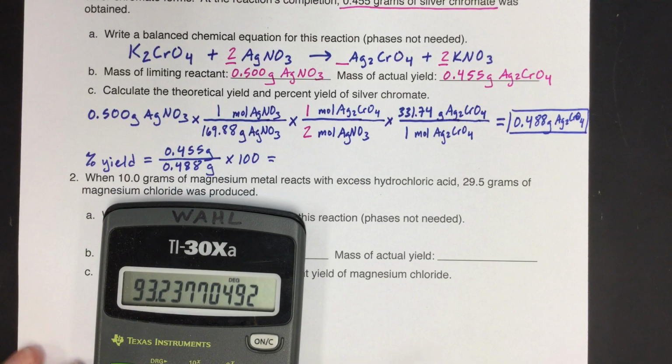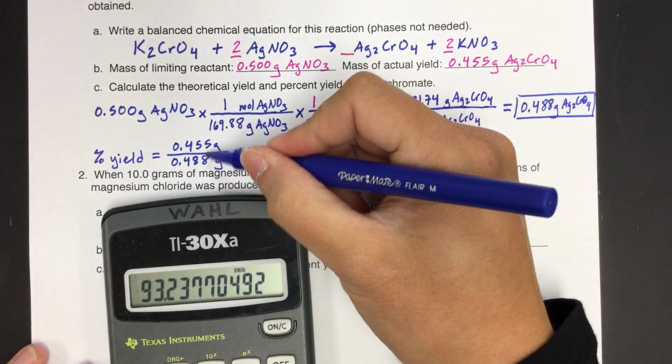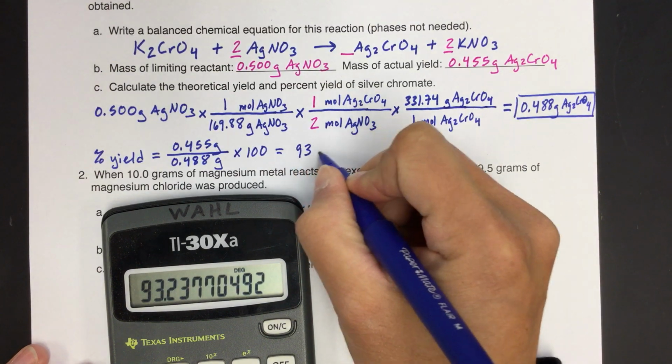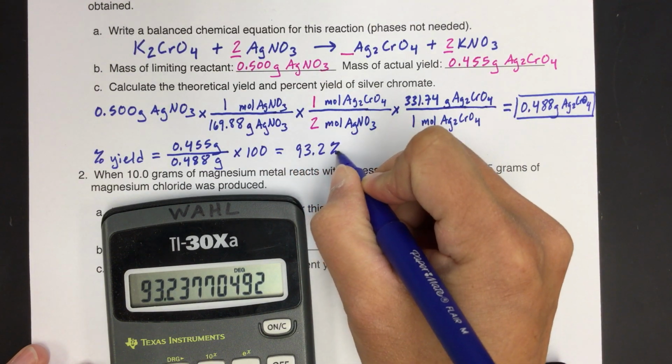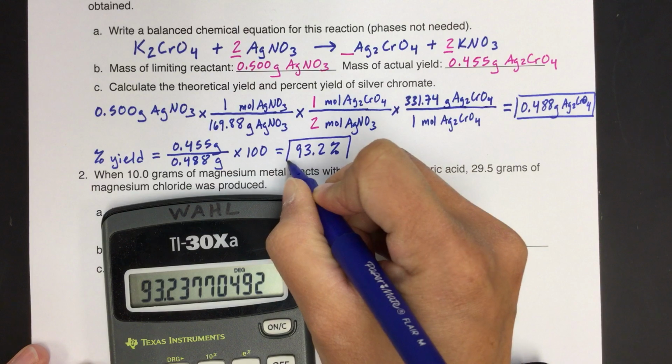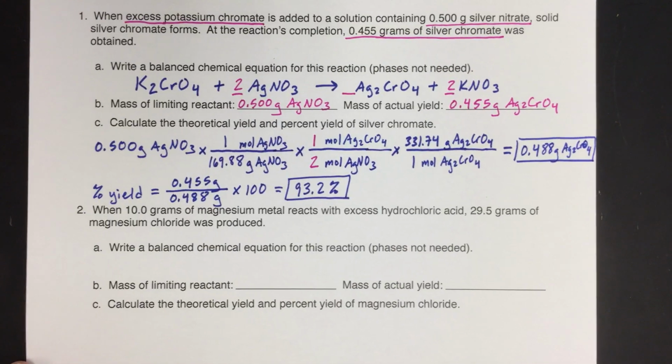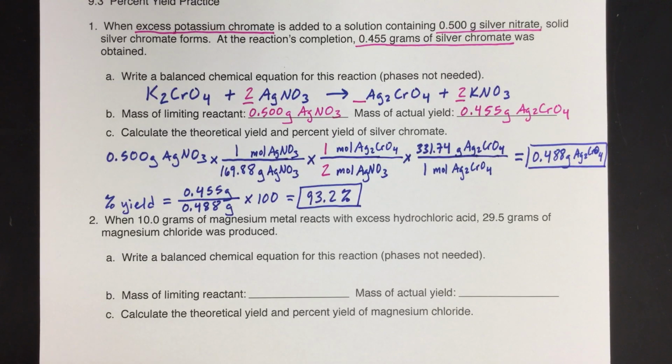We're allowed to use 3 sig figs because this was division and multiplication. So we get 93.2%, which makes sense. That's actually a really good percent yield. It means when you did this experiment, your yield was 93.2% of the theoretical yield of what was possible if everything went perfectly. So that's a really good yield. It's not always going to be that high.